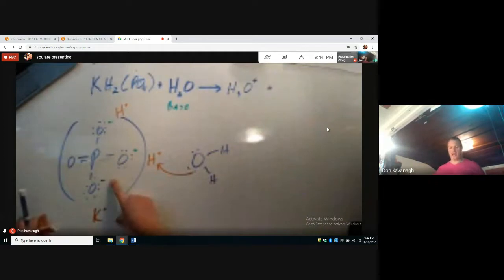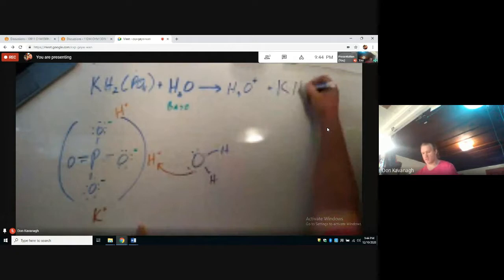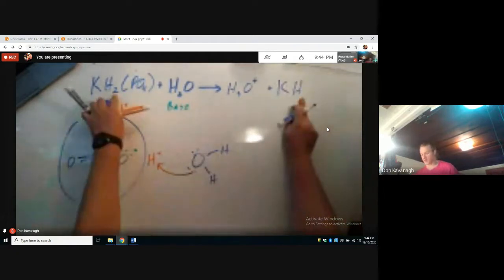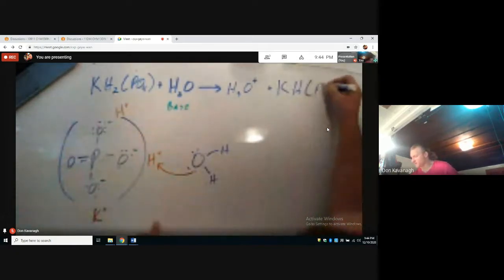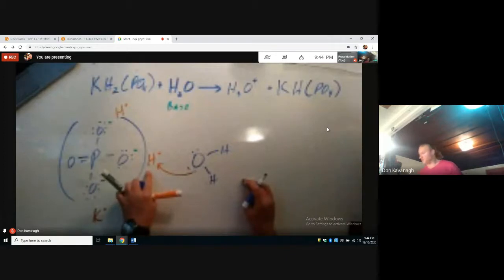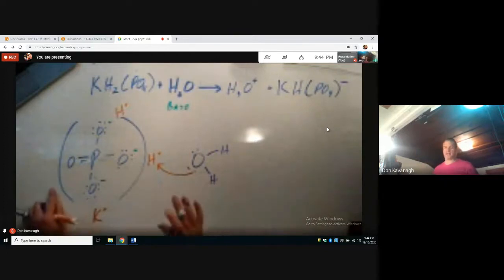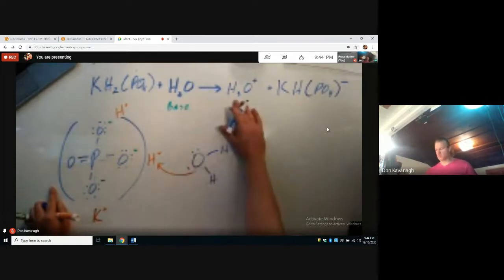This potassium dihydrogen phosphate still has the potassium, lost one hydrogen, so I'm just going to write that right there, and it still has the phosphate intact, PO4. This neutral thing lost something that was positive, so it becomes negatively charged. Water acting as a base steals a hydrogen from something and becomes H3O plus.